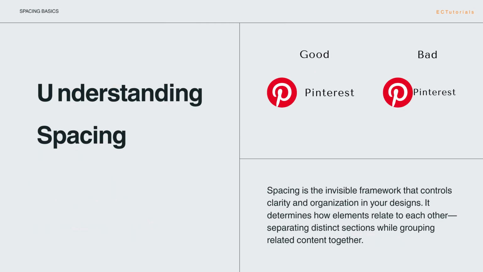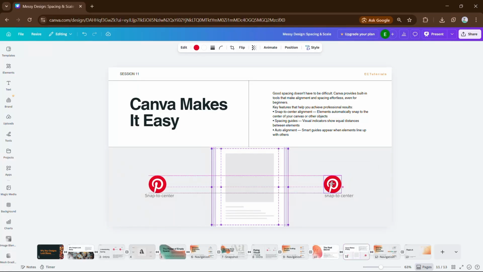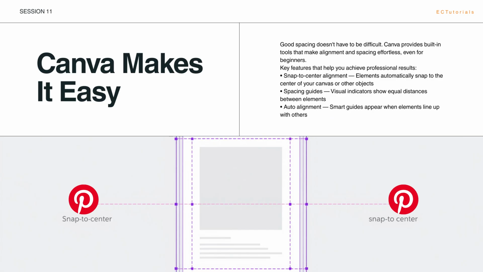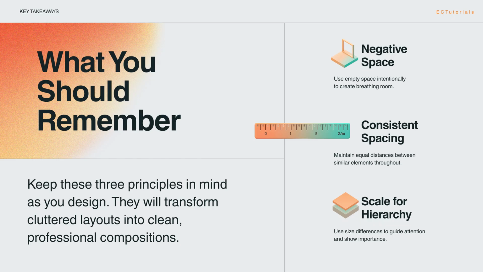Now combine that with spacing. Related elements should be closer together, while unrelated ones should have more space between them. Inside Canva, this becomes easier because of the built-in alignment guides. As you move elements, Canva snaps them into position and shows spacing distances so you can tell if something is too close or too far. Use these guides to keep spacing consistent and scaling intentional. Once you balance both spacing and size, your design will instantly look cleaner, more organized, and more professional without adding anything new.